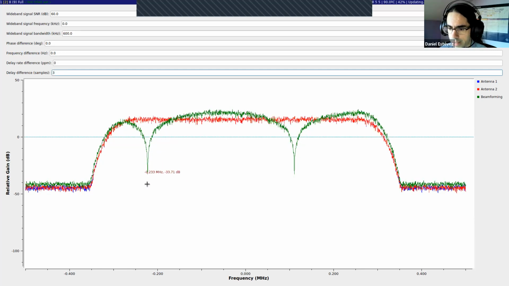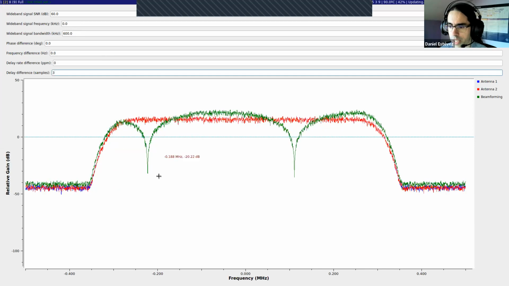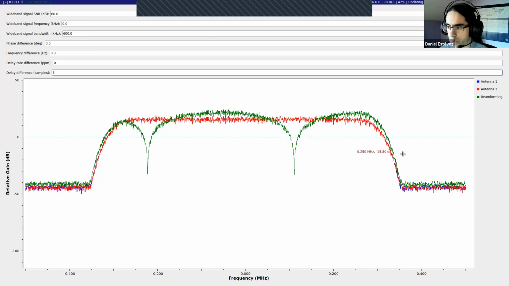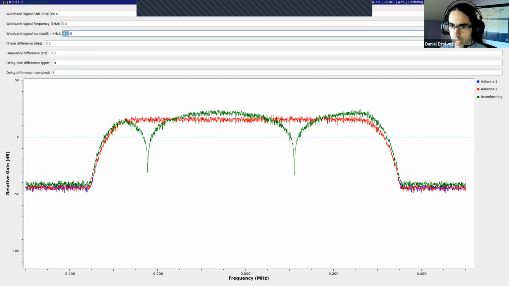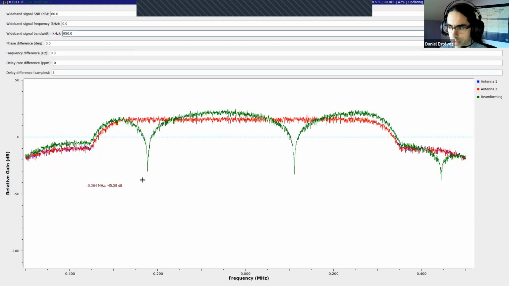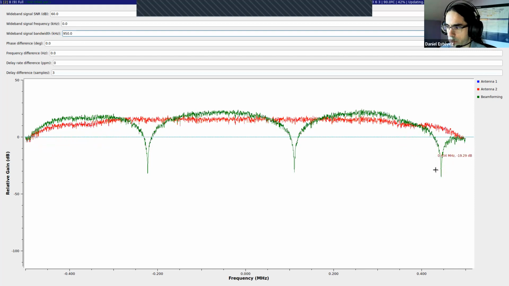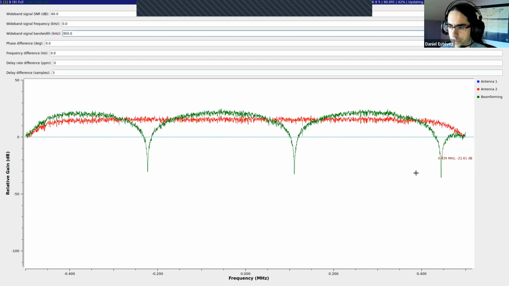So at this frequency, we get destructive interference. At this frequency, we get constructive interference, destructive, constructive, etc. And we get the same pattern with 3 notches in all the spectrum. We can only see 2 because we only have 600. If I said 950, we might be able to see the 3rd notch on the signal.